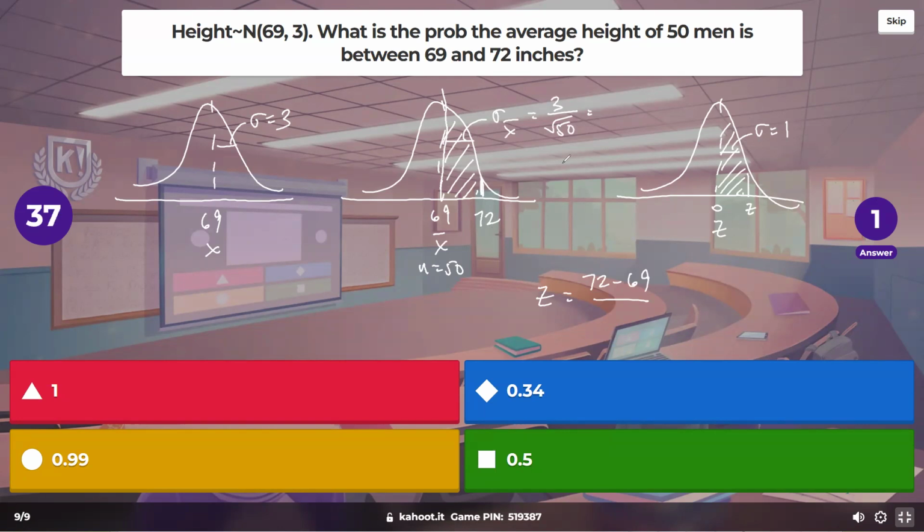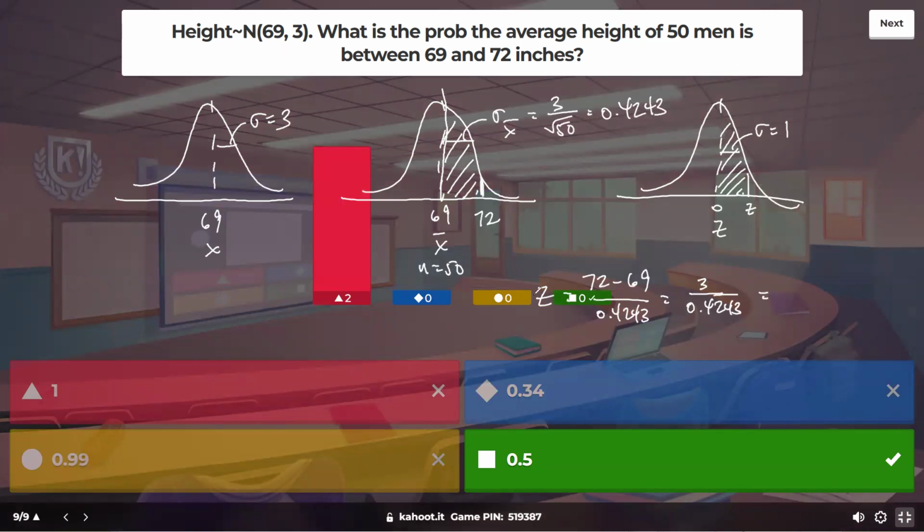Has anybody got the standard error yet? That's a lot. What's going to be the Z value for 69? 0. Yeah, very good.